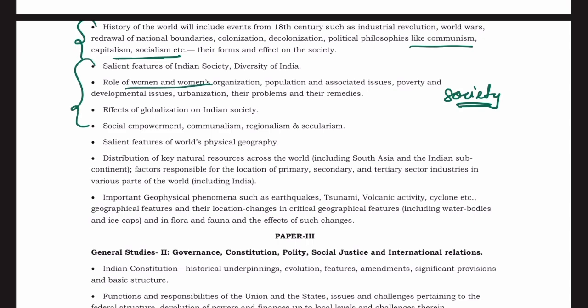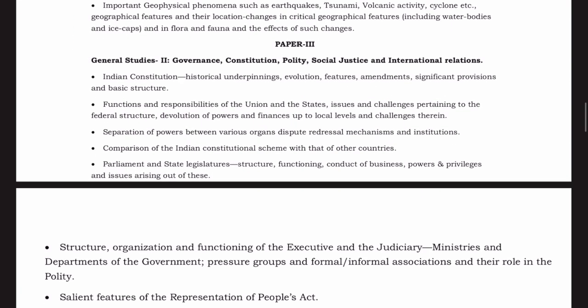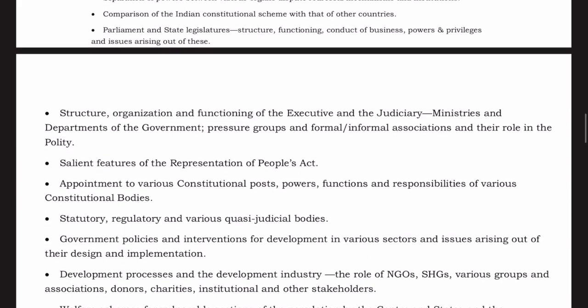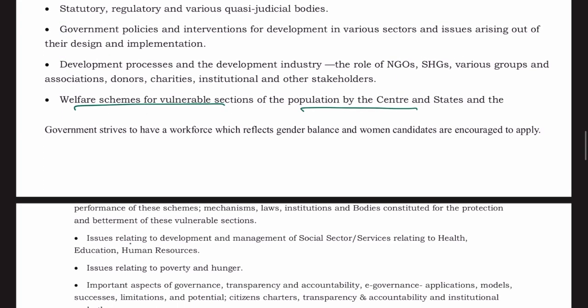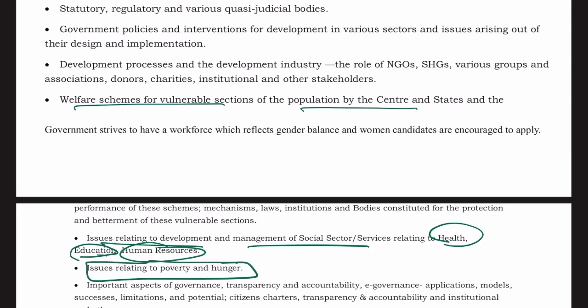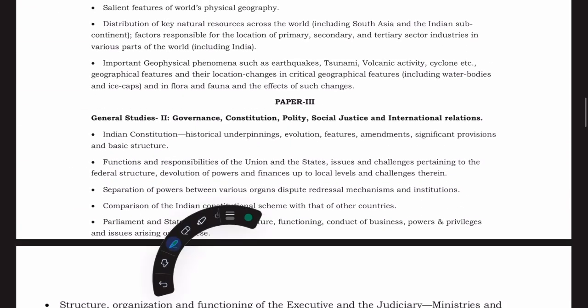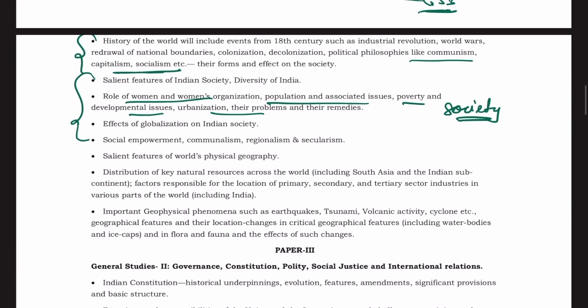The role of women organization, population associated issue, poverty, developmental issue, urbanization problem. When you see the paper of GS2, then there is a topic: welfare schemes for vulnerable sections and the performance of these schemes. And issues related to development, management of social sector, health is there, education is there, human resources is there, issues related to poverty and hunger. So these are interlinked, right? When you study this, you should also study the schemes related to women. You should also study the schemes related to poverty, schemes related to development, urbanization, and everything, right? These are how subjects are interlinked.